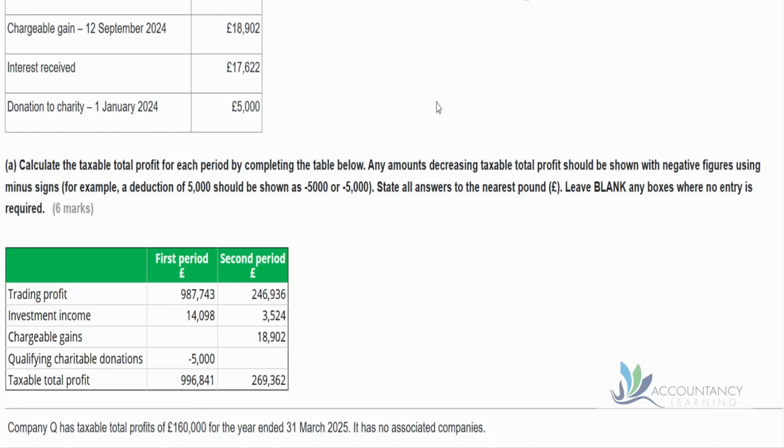Do notice that for the interest received, we've put that under the heading of investment income because we would have invested some money with a bank or possibly with some bonds, for example, corporate bonds, and we'd be receiving interest on that investment.